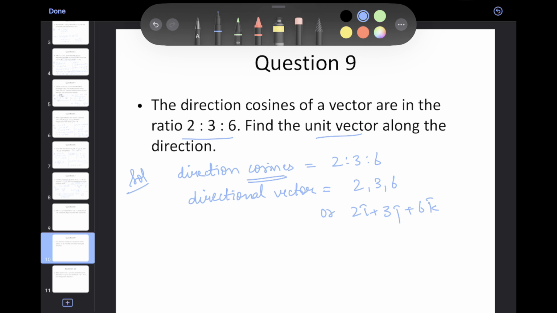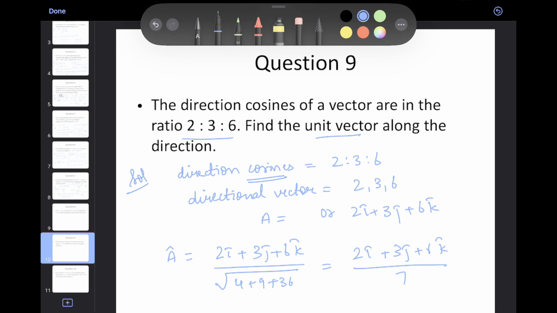Now you have to find a unit vector. So let's say this is some vector A. To get the unit vector, you can divide this by its magnitude. That is 2 twos are 4, 3 threes are 9, 6 sixes are 36. 36 plus 4, 40, plus 9 is 49, that is 7. So this comes out to be 7. But along the direction they have asked for, so it comes out to be 2 by 7, 3 by 7, 6 by 7. Okay.